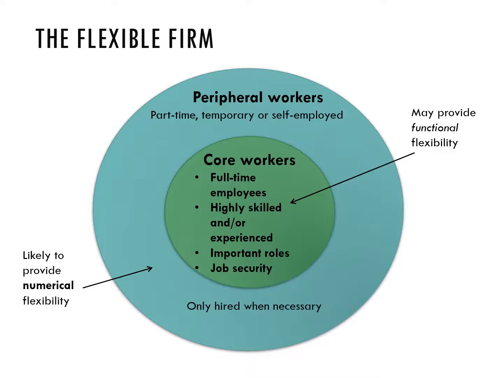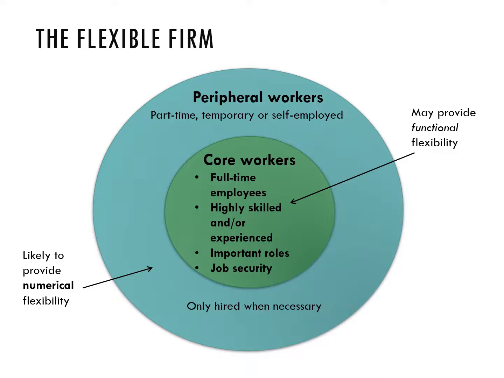So firms with flexible workers are typically made up of two types of worker. Core workers, and these are full-time employees, tend to be on permanent contracts, so have job security, are doing important roles within the business, and are highly skilled or experienced, which means they provide functional flexibility. They can maybe do a bit of marketing, they can do a bit of finance, they can manage some staff as well. You know, they're skilled and experienced, and for a flexible firm, we might describe these as being core workers.